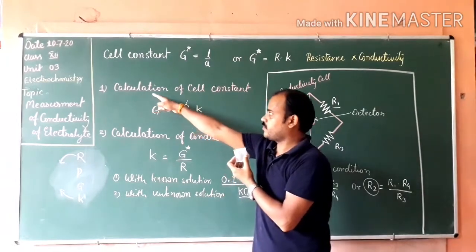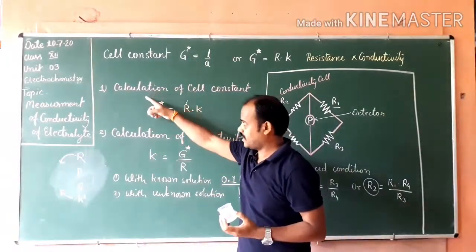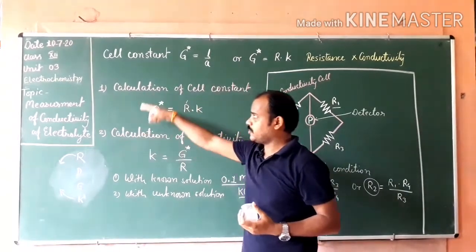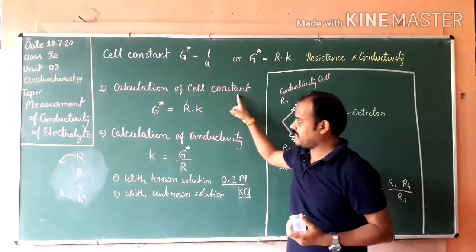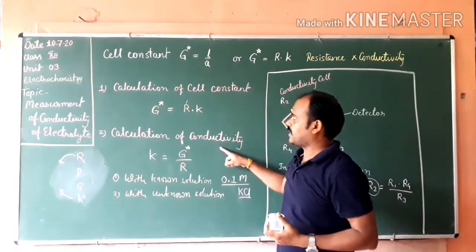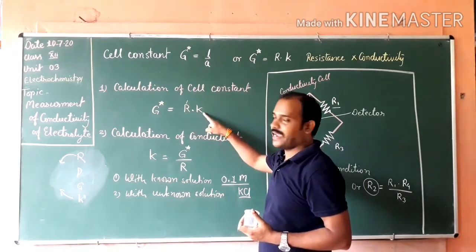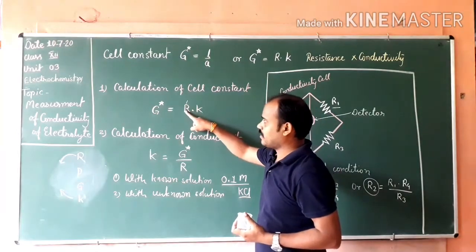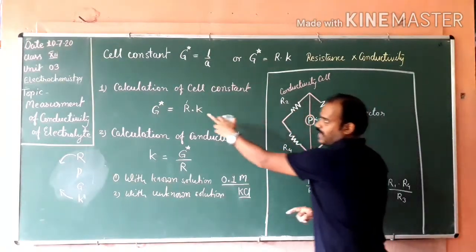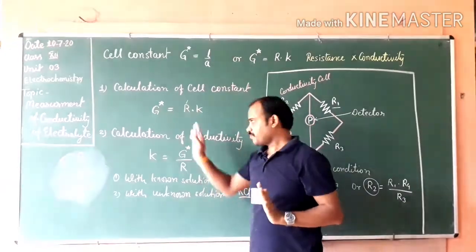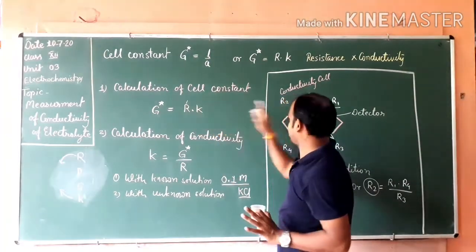First, what are we going to calculate? To calculate the conductivity of an unknown solution, we will do it in two steps. First we will calculate the cell constant, later we will calculate the conductivity. To calculate the cell constant we must know the resistance and conductivity. So how can we calculate this resistance? By using this conductivity cell. Now we have the value of R, this resistance, that is R2.